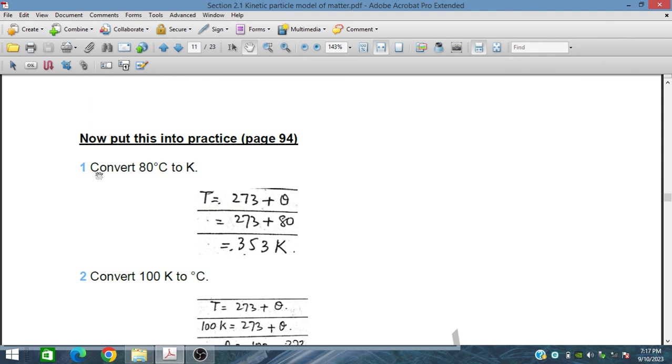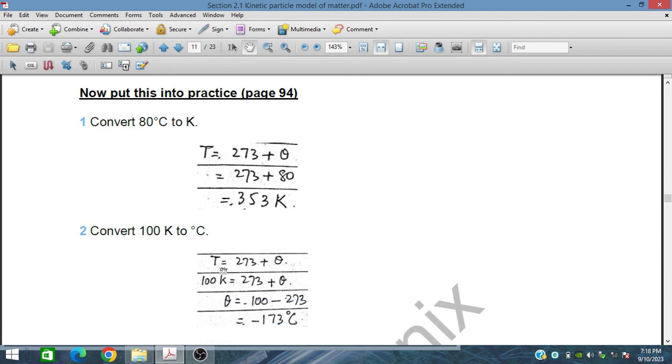Now let's put this into practice. We are given 80 degrees Celsius to convert to Kelvin. This is the formula: T is equal to 273 plus theta, where theta is the Celsius temperature. So we put 80 here, and 80 degrees Celsius is equal to 353 Kelvin. Similarly, for 100 Kelvin we have to find the Celsius temperature. Theta is equal to 100 minus 273, which is minus 173 degrees Celsius. So 100 Kelvin is equal to minus 173 Celsius.